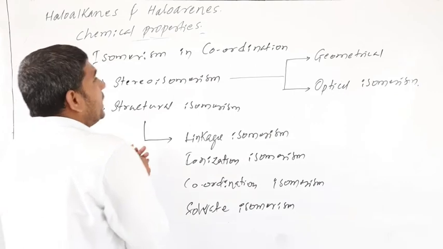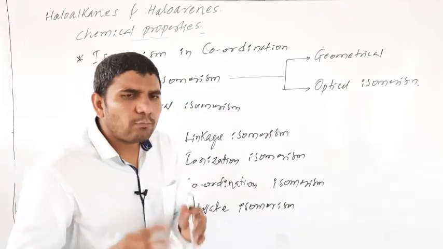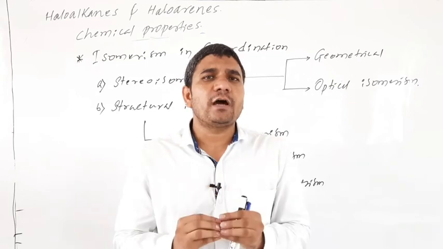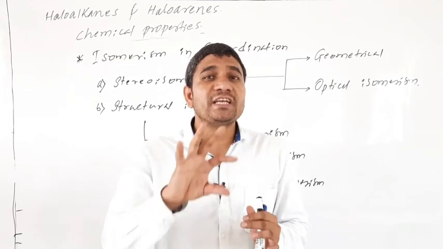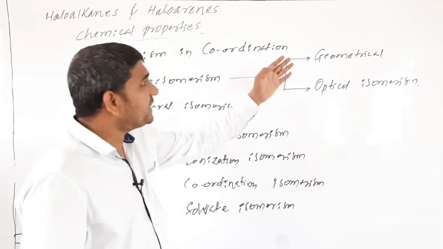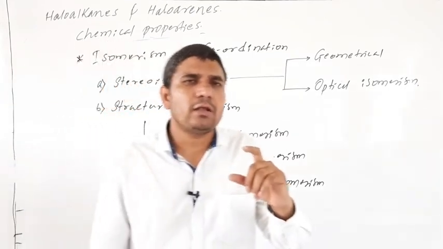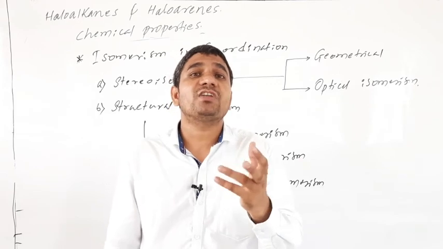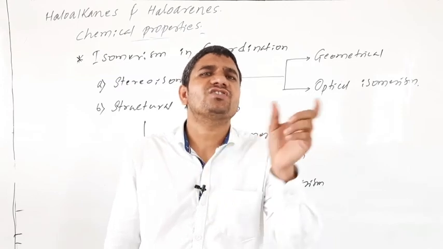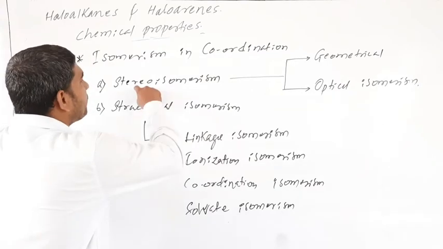Okay, now you know the definition of these two. What is stereoisomerism? Two or more compounds having the same molecular formula but differing in their spatial arrangement of groups around the central atom. Spatial arrangement changes, and that spatial arrangement gives rise to different isomers. What is structural isomerism? Two or more compounds having the same molecular formula but differing in their structural formula. Structure is different. That is structural isomerism. But first we will look at stereoisomerism.